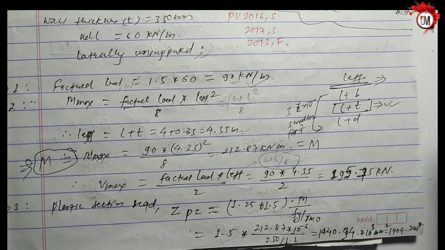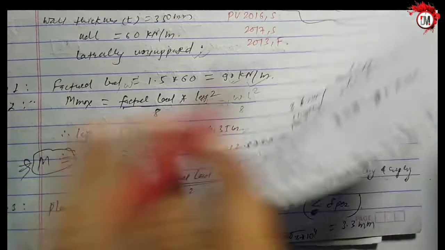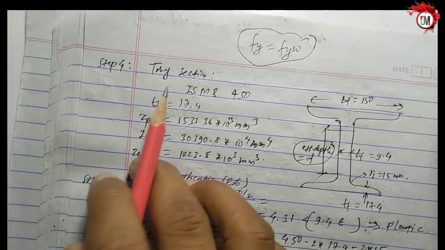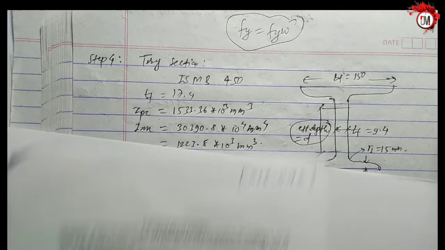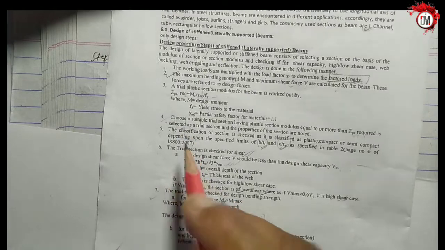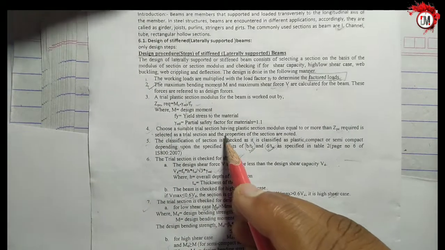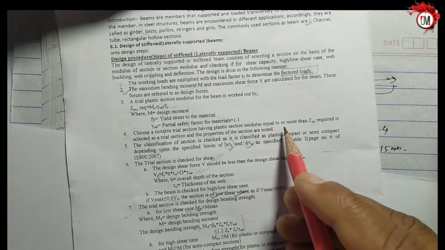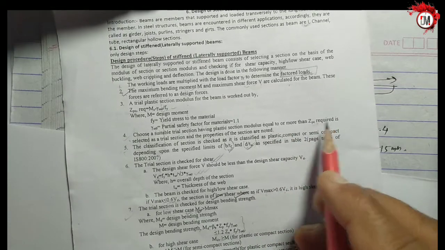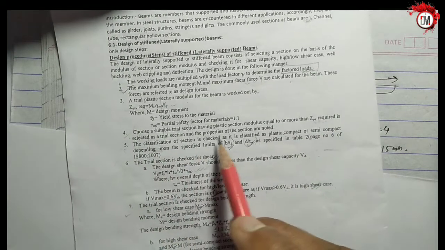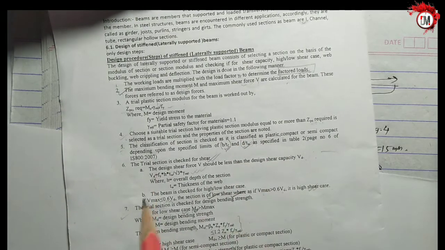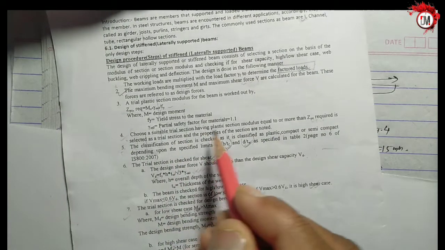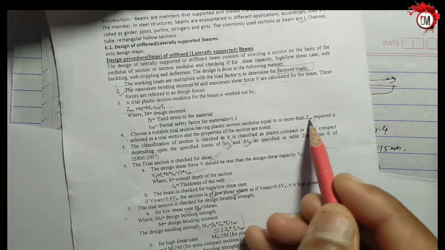After completing step 3, we go to the fourth step. In the fourth step, we have to choose a suitable trial section having a plastic section modulus equal to or more than Zpz required, and the properties of the section are noted. So we choose a trial section with plastic modulus more than Zpz.